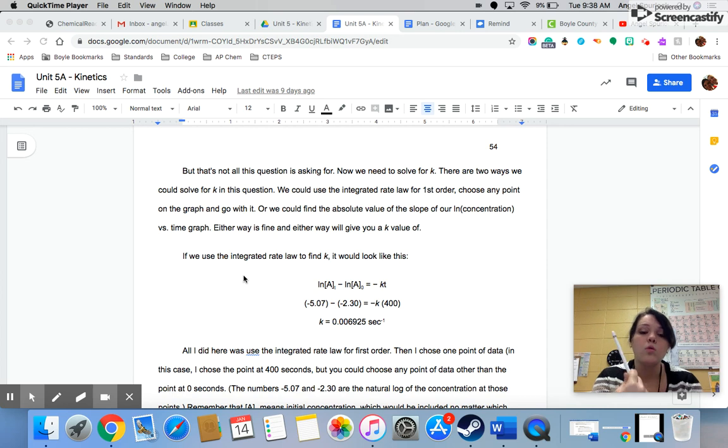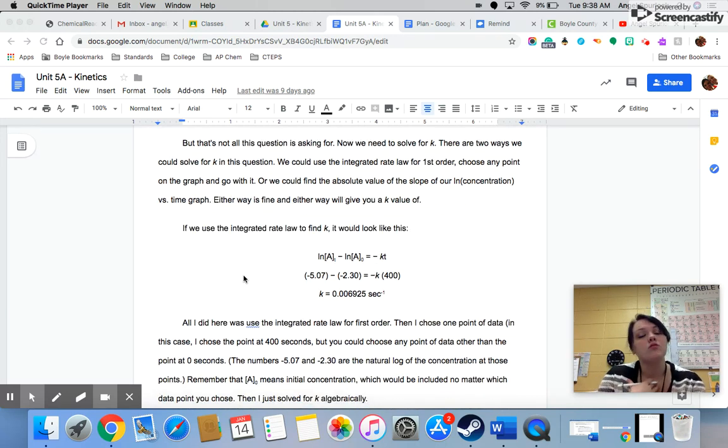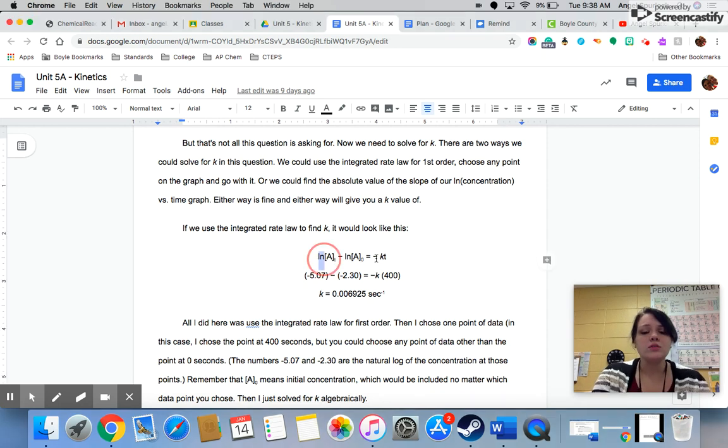Or we could find the absolute value of our slope in our natural log of concentration versus time graph. Either way is fine. Both of them are going to give you the same value of K. I'm going to use the integrated rate law way to show you this. Plus, if you don't have a graphing calculator, this way is going to be easier for you to solve for K.